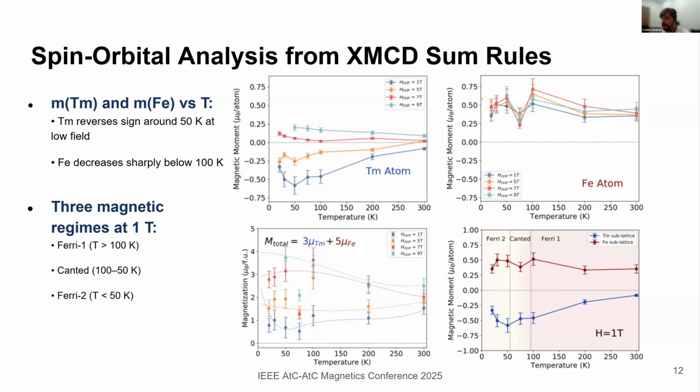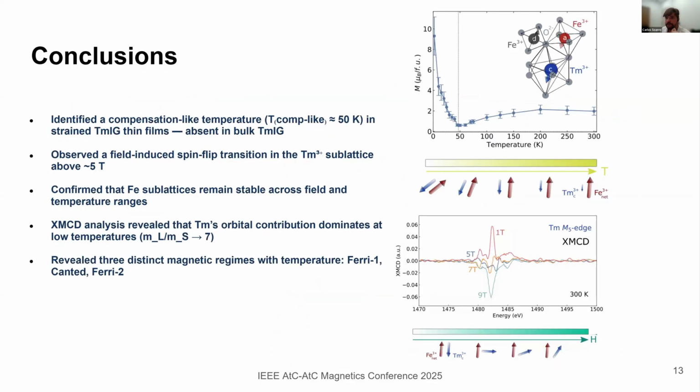You reduce this projection. So because of the change in the direction, it's possible to create a non-collinear system. It's because of the change in the magnetic structure that you believe the compensation phenomenon is created. So you identify the compensation temperature. With XMCD, you observe the analysis, the contribution dominated by thulium at low temperature, and reveal 3 distinct magnetic regimes in temperature. And I finish, and now I'm ready for the questions.